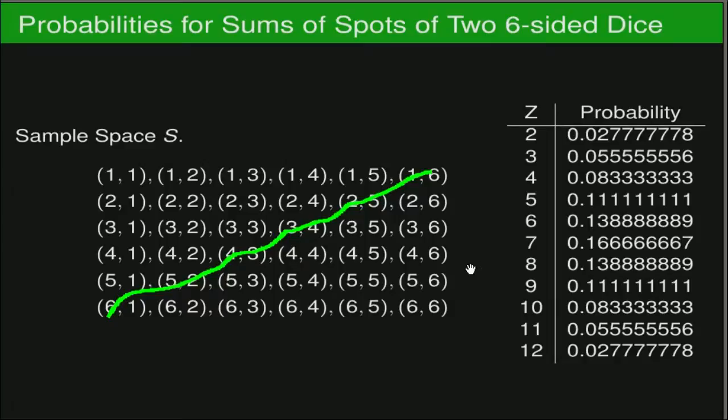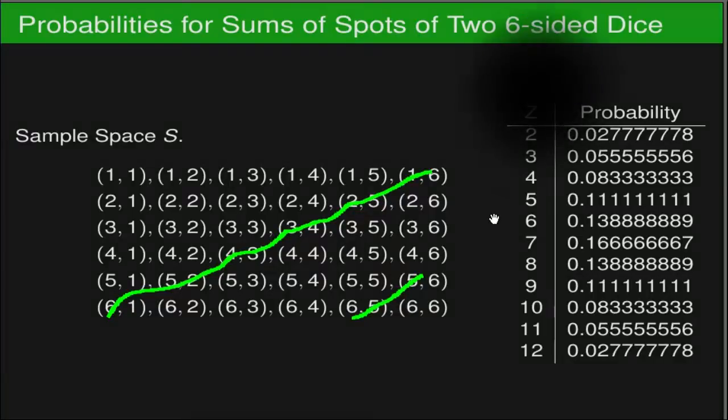Likewise, if we wanted the probability of rolling an 11, we just look at which ordered pairs give us a sum of 11. So 6 and 5 gives us 11, but also 5 and 6 gives us 11. So the probability of rolling an 11 is 2 out of 36, which gives us 0.055555555. As an exercise, go through each one of those probabilities and confirm for yourself that those are the values we get for the sum of the spots on our dice.